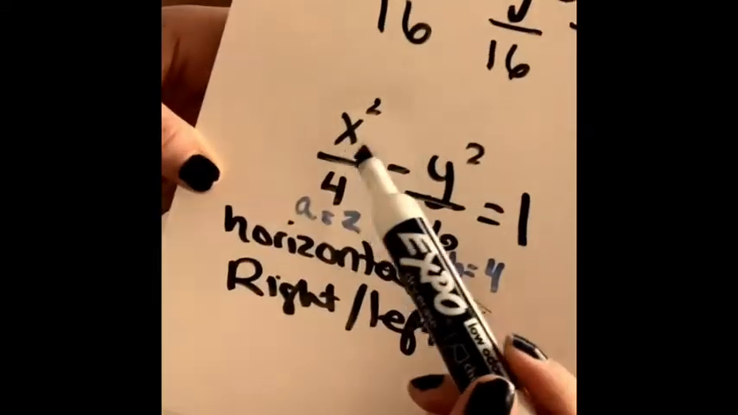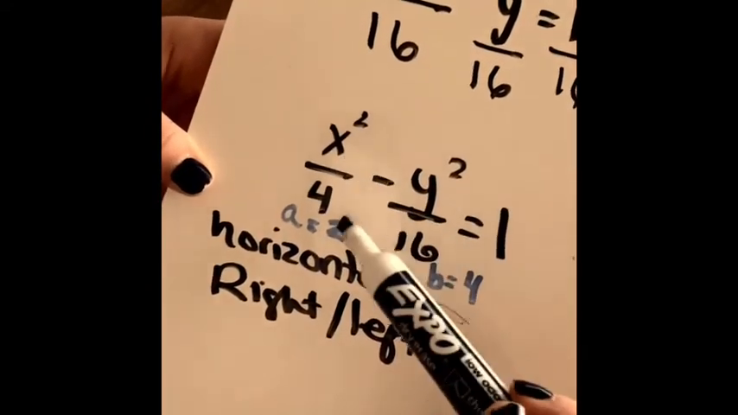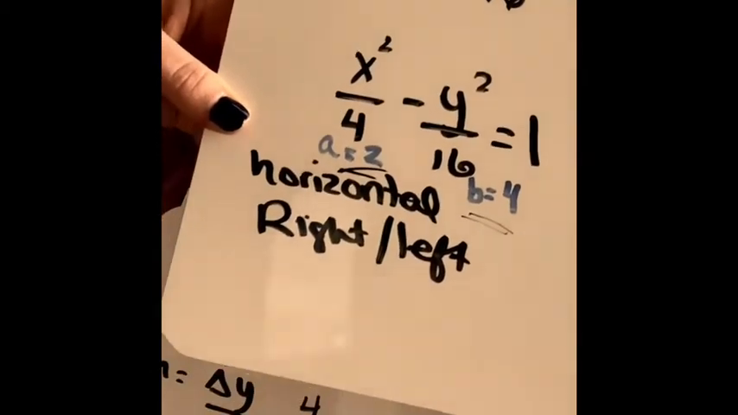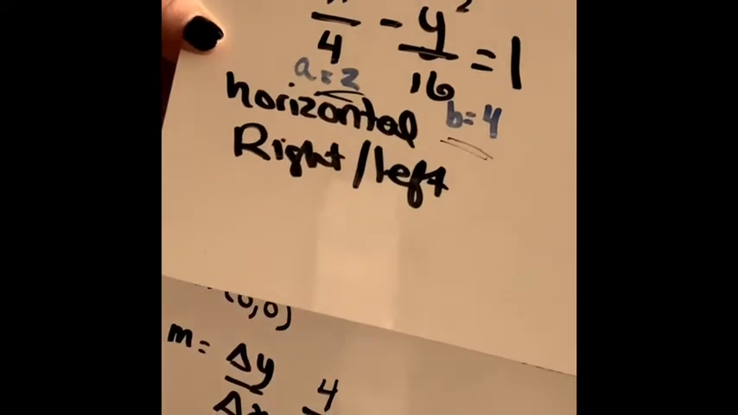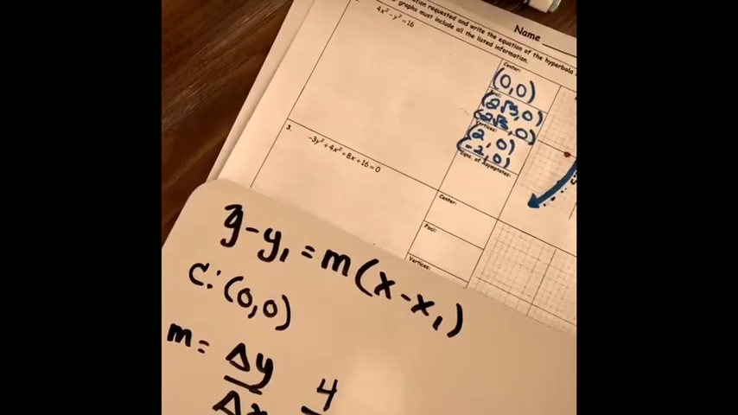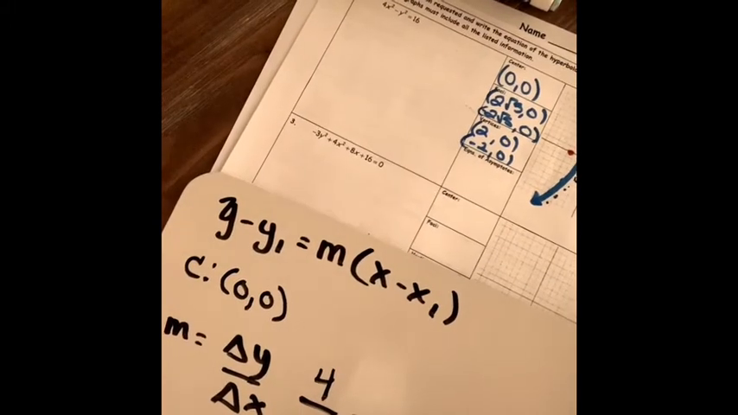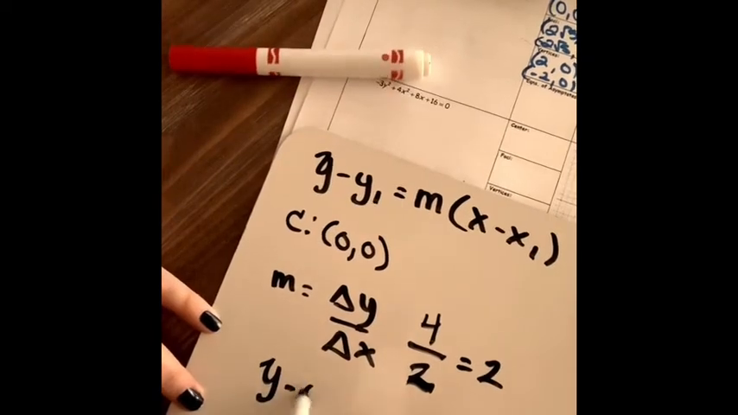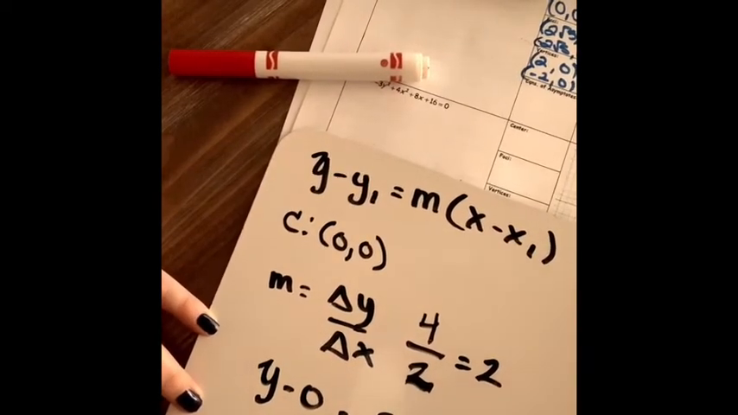And then what's underneath your x squared value, but remember the square root of it, your a value in reality, how many you counted right and left, is going to be your x change. So we counted to the right or to the left 2. 4 divided by 2 is 2, so 2 is going to be your slope for this problem. So when we plug that in, we've got y minus 0 is equal to 2, x minus 0, right?